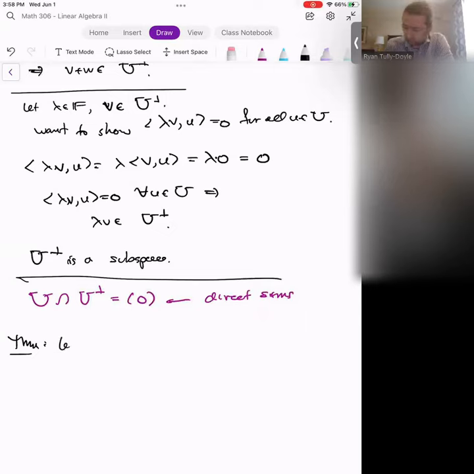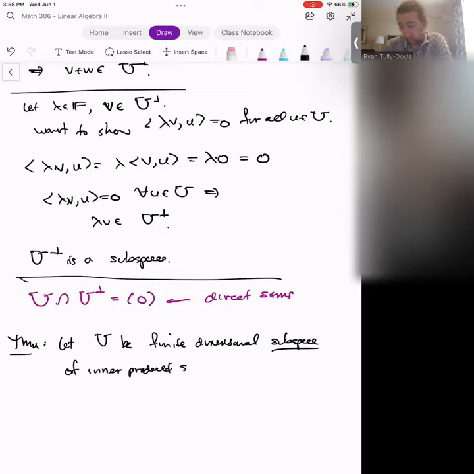So let's let U be now not just a subset, but an actual subspace. I have to start with a subspace for this theorem to hold. So let U be a finite dimensional subspace of an inner product space V. Then V can be written as U direct sum U perp.